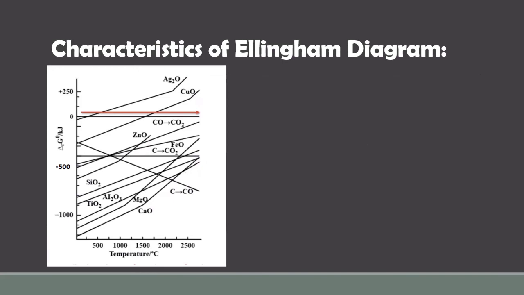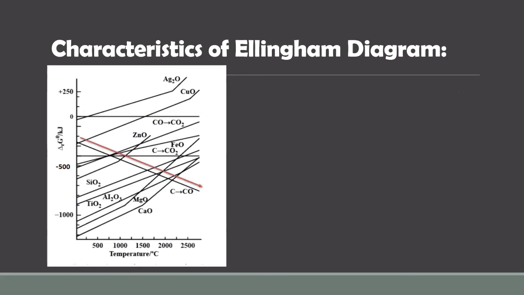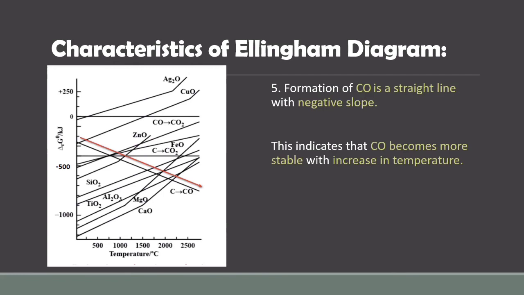The fourth thing that we need to observe is that for formation of carbon dioxide, the straight line is parallel to the temperature axis. This tells us that delta G doesn't vary much with the change in temperature, as we have seen earlier while discussing the reactions. The fifth thing, which is very important, is that for formation of carbon monoxide, the straight line has a negative slope. This indicates that CO becomes more stable with increase in temperature as delta G decreases. This is exactly opposite to what is the case with the metal oxides.